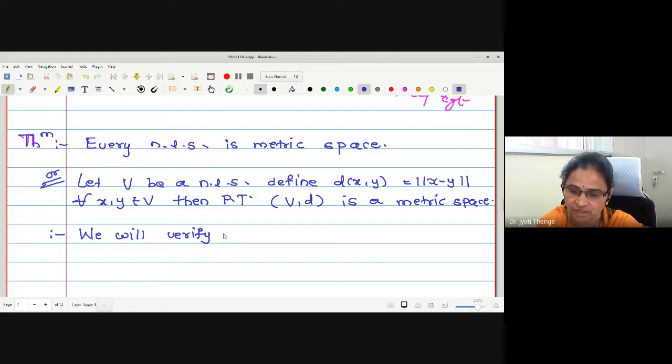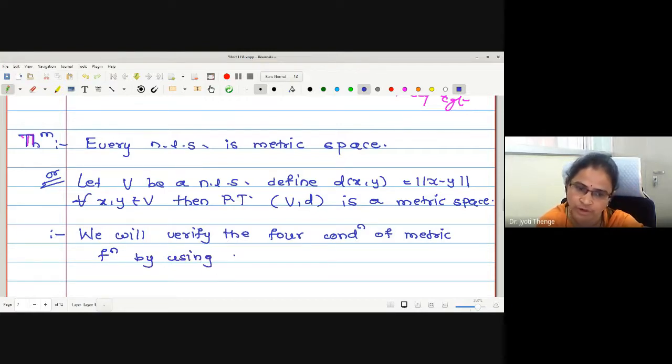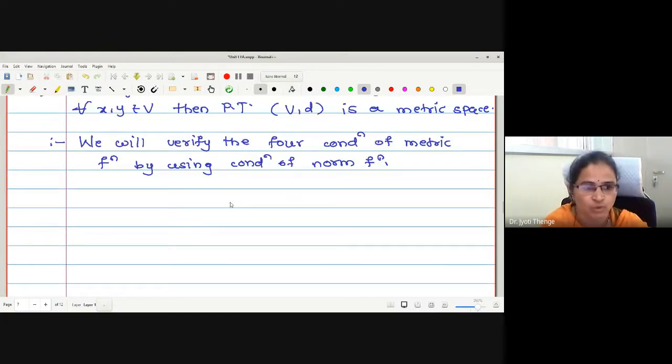We will verify the four conditions of the metric function by using the conditions of the norm function. I hope everyone is getting it. Okay, let us prove one by one. What is the first condition of a metric I should prove? Non-negative. Yes, d(x,y) is non-negative.